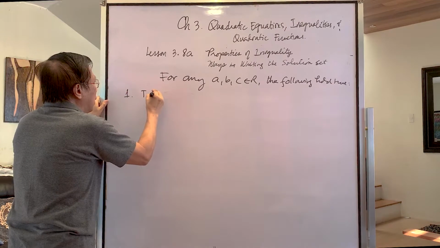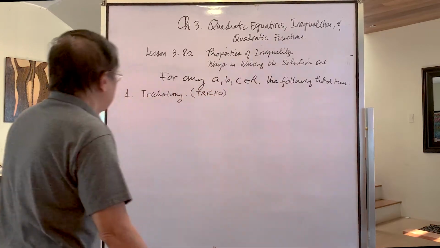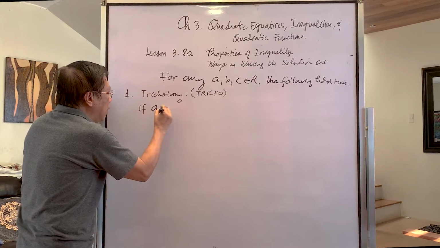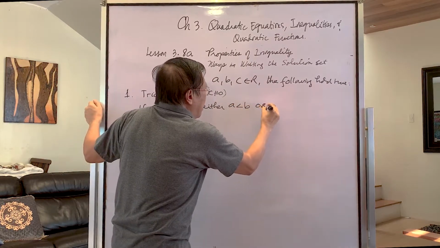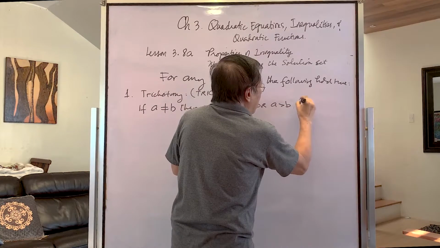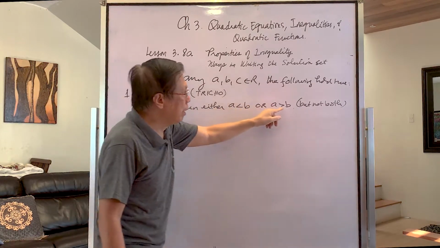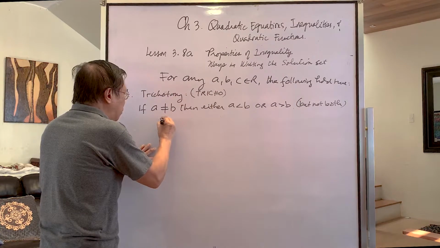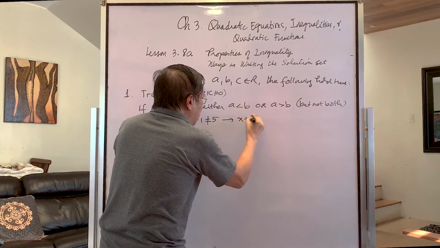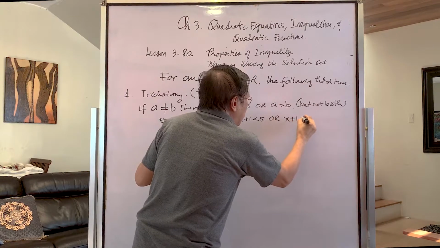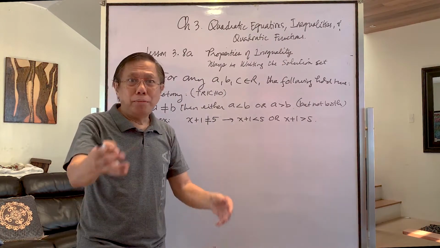Number 1, trichotomy. Let's abbreviate this as this only. This property says that if A is not equal to B, then either A is less than B or A is greater than B, but not both. For example, suppose I have here x plus 1 not equal to 5. This one implies that x plus 1 less than 5 or x plus 1 greater than 5, but not both. It's just saying it cannot be both night and day, or you cannot be both here and there.